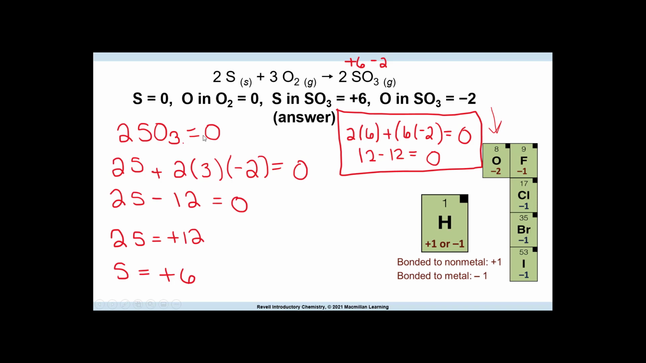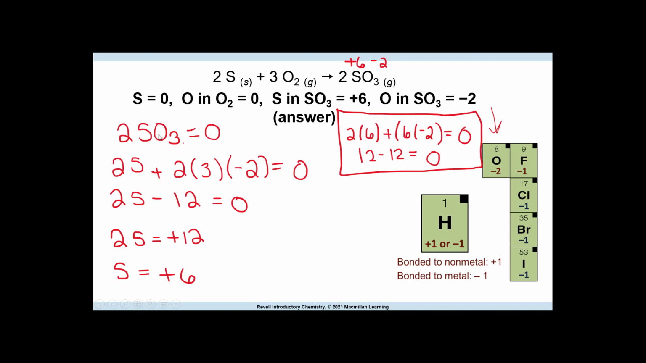So I made 2SO3 equal to 0, and then I started plugging in the numbers. I have a 2S, but I also have a 2 with the oxygen, so I pulled it out. So it's multiplied by this and multiplied by this. And then I'm going to add everything. So 2S plus 2 times 3 times -2.